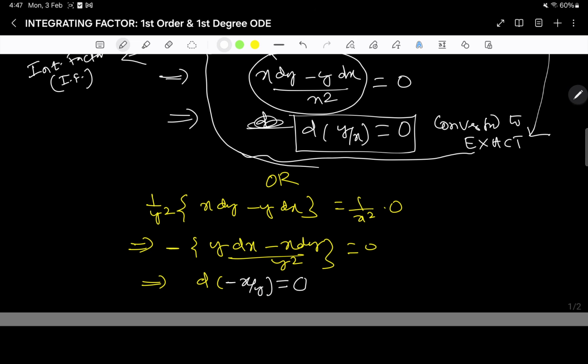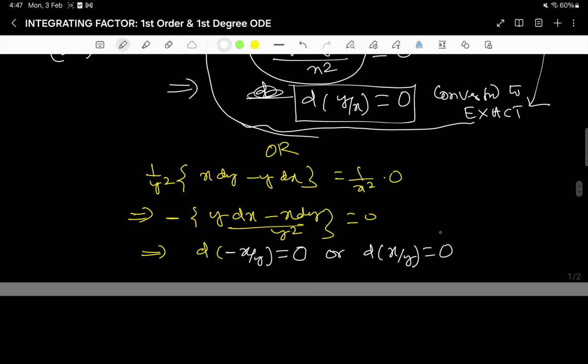Now it is a complete differential, is it not? Or if I multiply the minus sign to both sides, d of x by y is equal to 0. So now it has converted to exact. It reduced to a complete differential, so this non-exact equation is now exact.